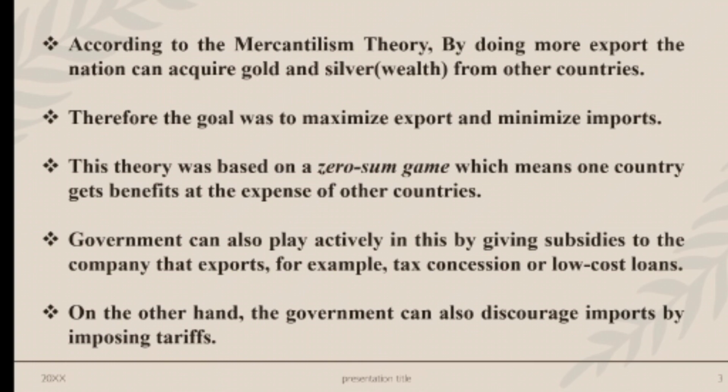Government can also play an active role in this by giving subsidies to the companies that export, for example, tax concessions or low-cost loans. On the other hand, the government can also discourage imports by imposing tariffs. So this is how mercantilism theory works.